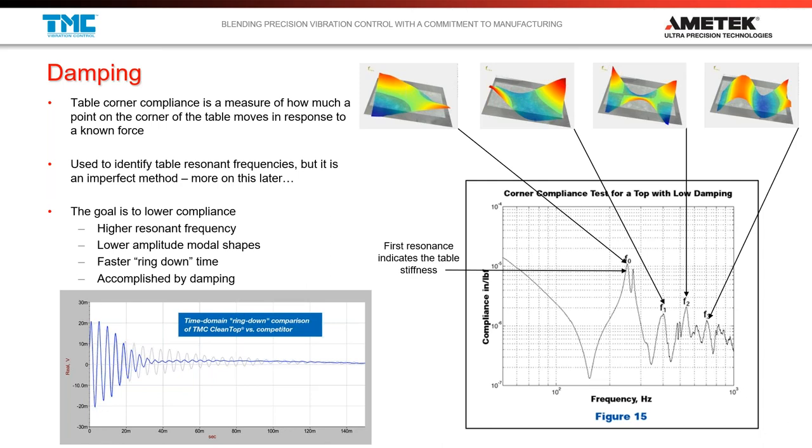So tables twist and turn and torque at all sorts of different angles. And so compliance is important because it gives us an indicator of how stiff one table might be, all other things held equal, relative to another table.